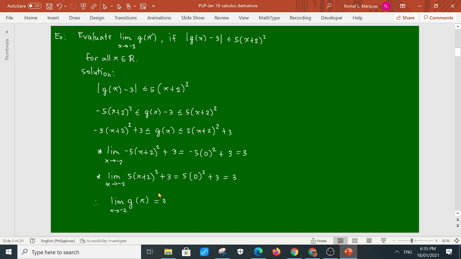Let me get a problem from Stewart. And kay Stewart's book. So this is from Stewart's book.